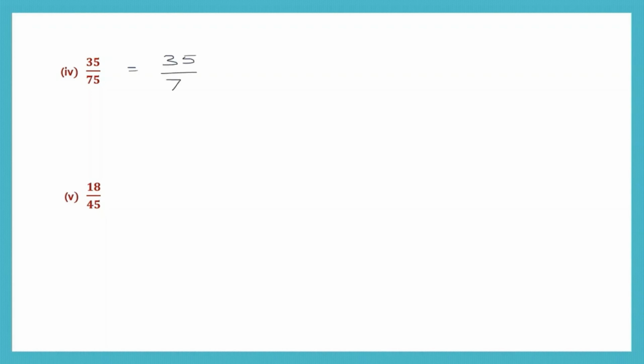Now both these numbers are ending in 5. That means they're divisible by 5. Both are divisible by 5. So let's divide the numerator by 5 and the denominator by 5 and see what we are getting. Now 5 into what is 35? 5 sevens are 35 and 5 into what is 75? 15. 7 by 15. That is our final answer. Let's go to the next one. 18 by 45. Let me write it down.